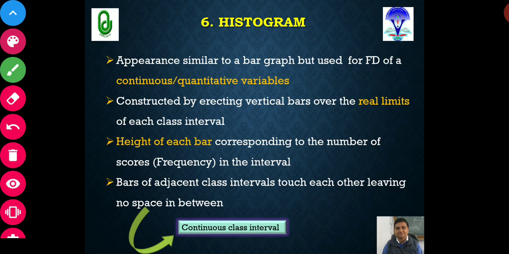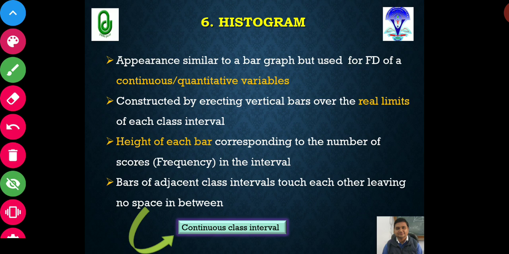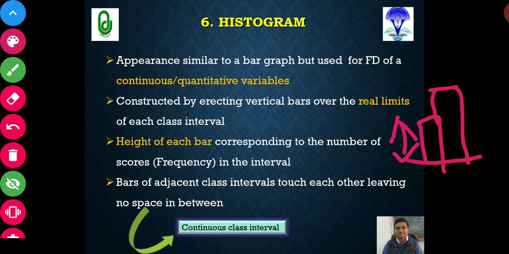So similar to a bar diagram, if you remember, what we are doing here also is constructing vertical bars. So these are the vertical bars, and the height of each bar corresponds to the number of scores, that is the frequency in the interval. So the height of this bar will represent the frequency, similar to the bar diagram that we have already seen. But the difference is that bars of adjacent class intervals touch each other, leaving no space in between.